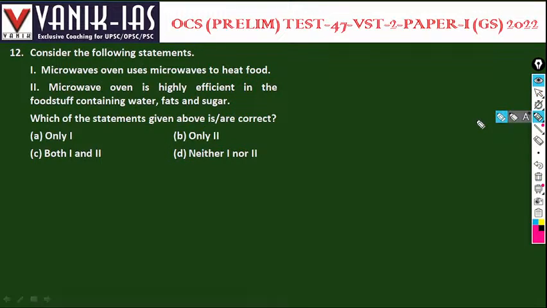Then consider the following statements. Microwave ovens use microwaves to heat food. Yes, they use microwaves to heat food, because it is a microwave oven, so obviously that will lead to microwaves. Microwave oven is highly efficient in food stock containing water, fats and sugar. Both the statements are correct regarding microwave.